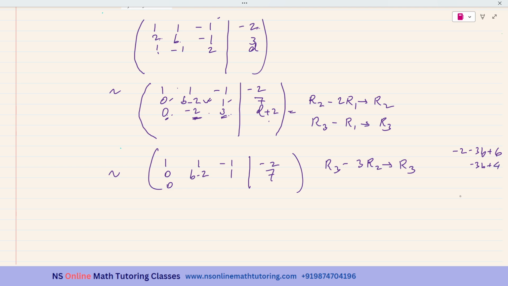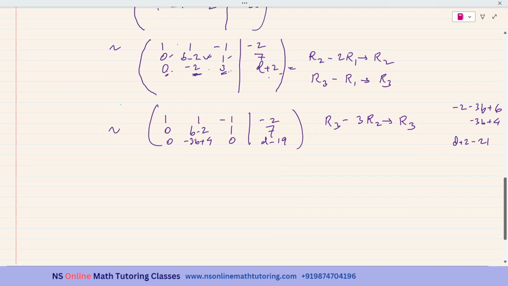Okay, so minus 3b plus 4, and this one is 3 minus 3 times 1 is 3 minus 3, which is equal to 0. And for this part, it is d plus 2 minus 3 times 7 is 21. So it is d minus 19. Clear?